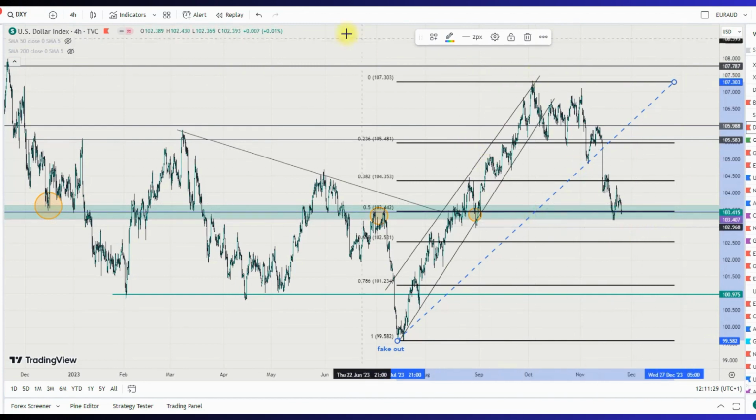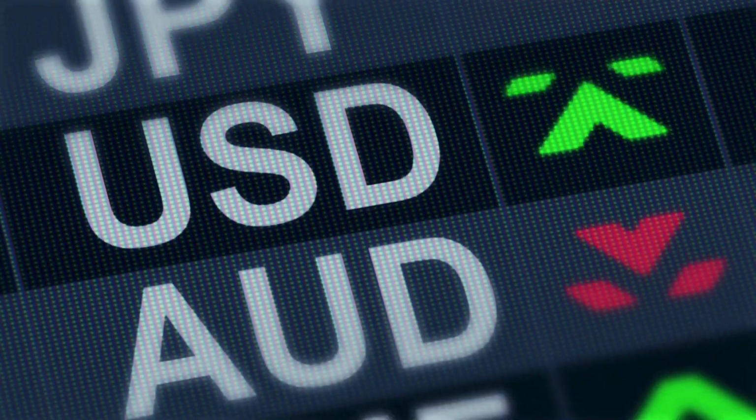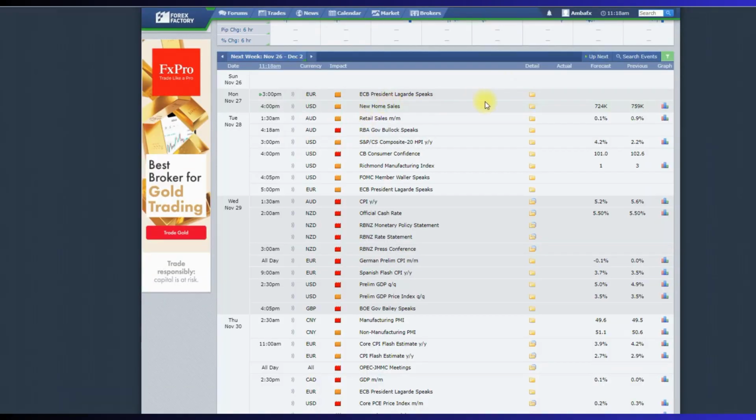But before we go further, let's check the economic activities of next week. On Monday, there's not much. We just have new home sales on Monday. On Tuesday, we have consumer confidence, which is a very important news out of the US dollar. So watch out for this number on Tuesday.